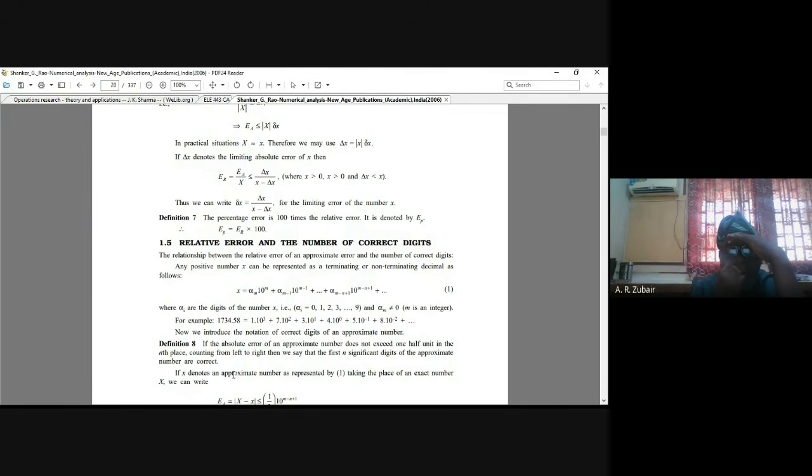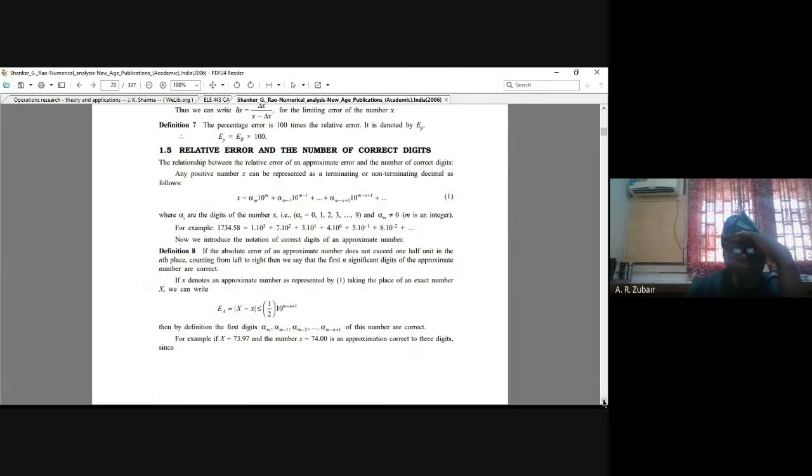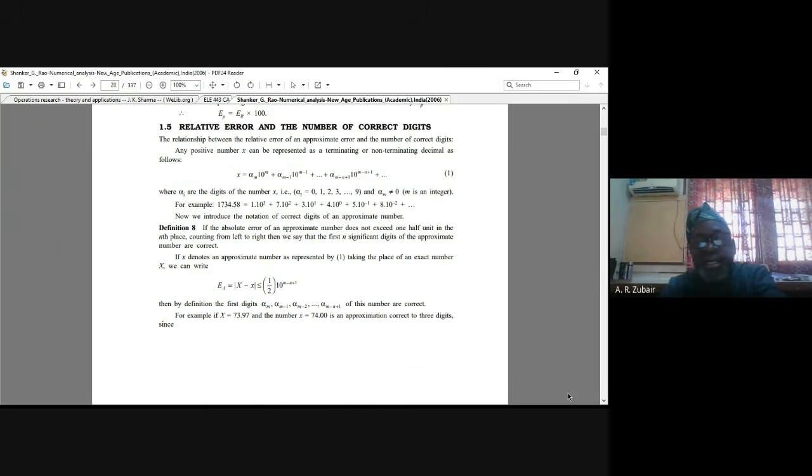If the absolute error of an approximate number does not exceed 1/2 unit in the nth place, counting from left to right, then we say that the first n significant digits of the approximate number are correct. If small x denotes an approximate number as represented by equation 1, taking the place of an exact number x, we can write that E_A equals |x minus small x| is less than half times 10 raised to power m minus n plus 1.